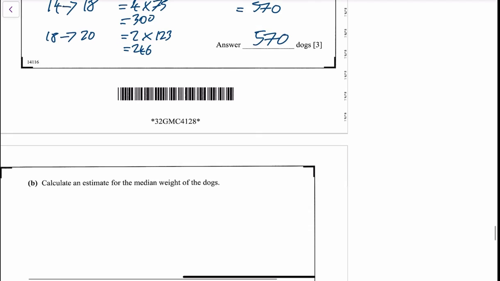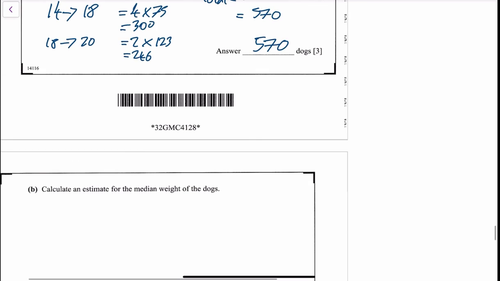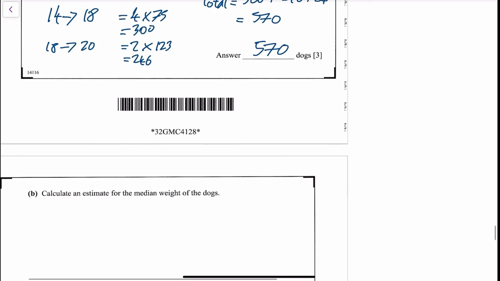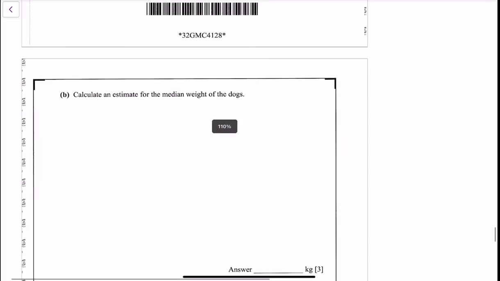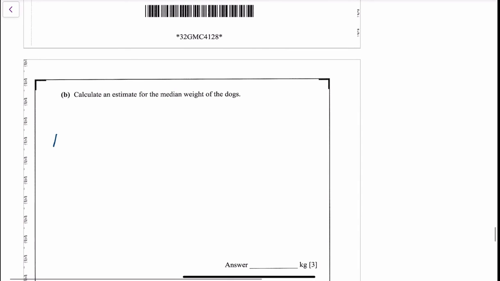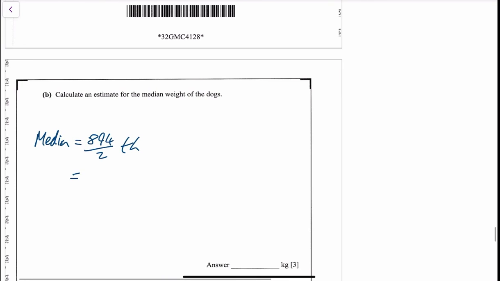Okay, next thing says calculate an estimate for the median weight of the dogs. We know there is 894 dogs. So the median, because weight is continuous, you just divide by 2 to get the position. So we're looking for the 447th dog. That's what we're looking for.